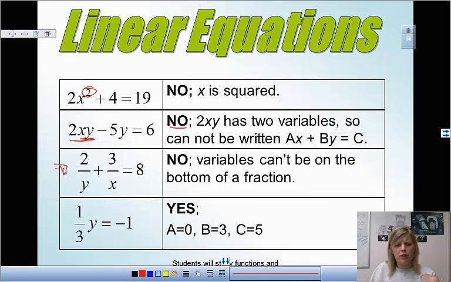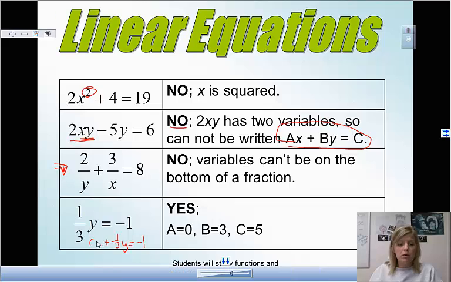Number 3, the third equation, what's the matter? You can't have x and y in the denominator. Variables can't be on the bottom of a fraction. Could you put this in this format? No. Hence why it is not a linear equation. And lastly, 1/3 y equals negative 1. Is that a linear equation? Well, yeah. If I was to rewrite this in standard form, it would have been 0x plus 1/3 y equals negative 1. Well, in this case, do you ever see 0x? 0 times anything is 0, so we don't even include it. So all we had is 1/3 y equals negative 1.